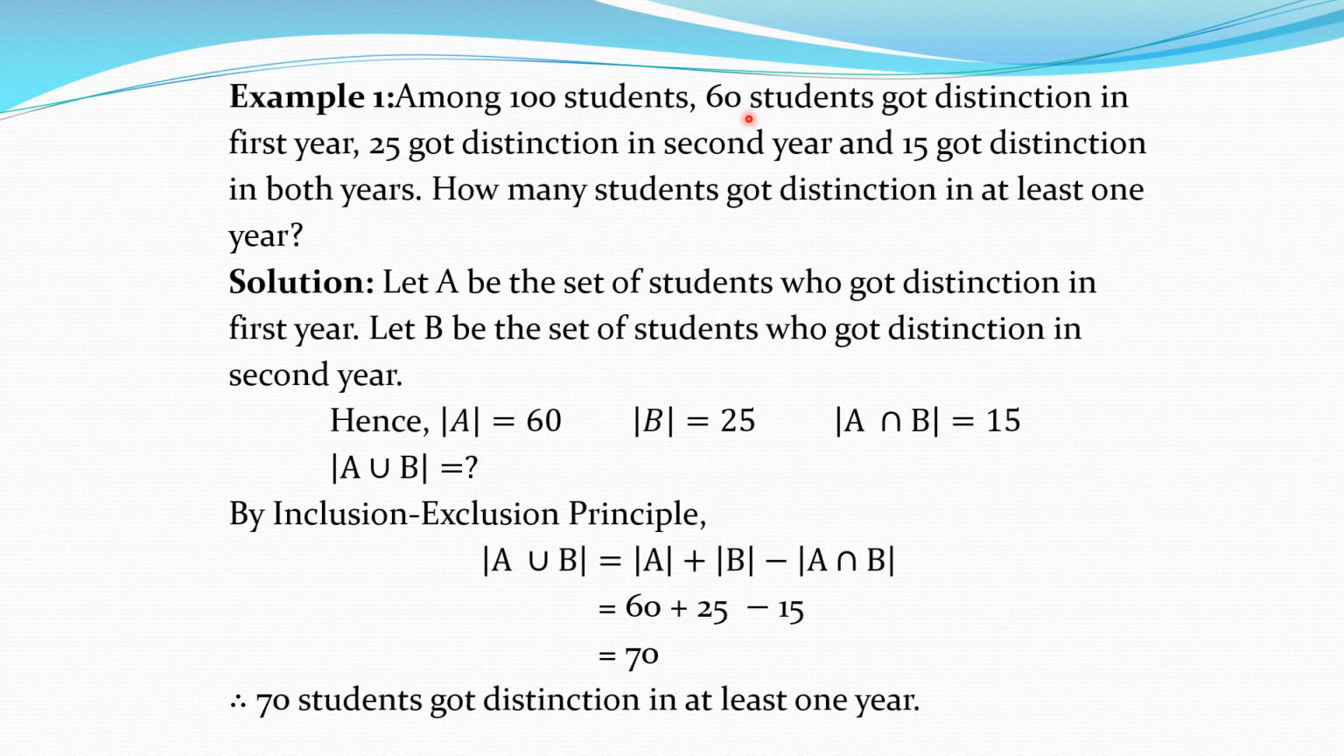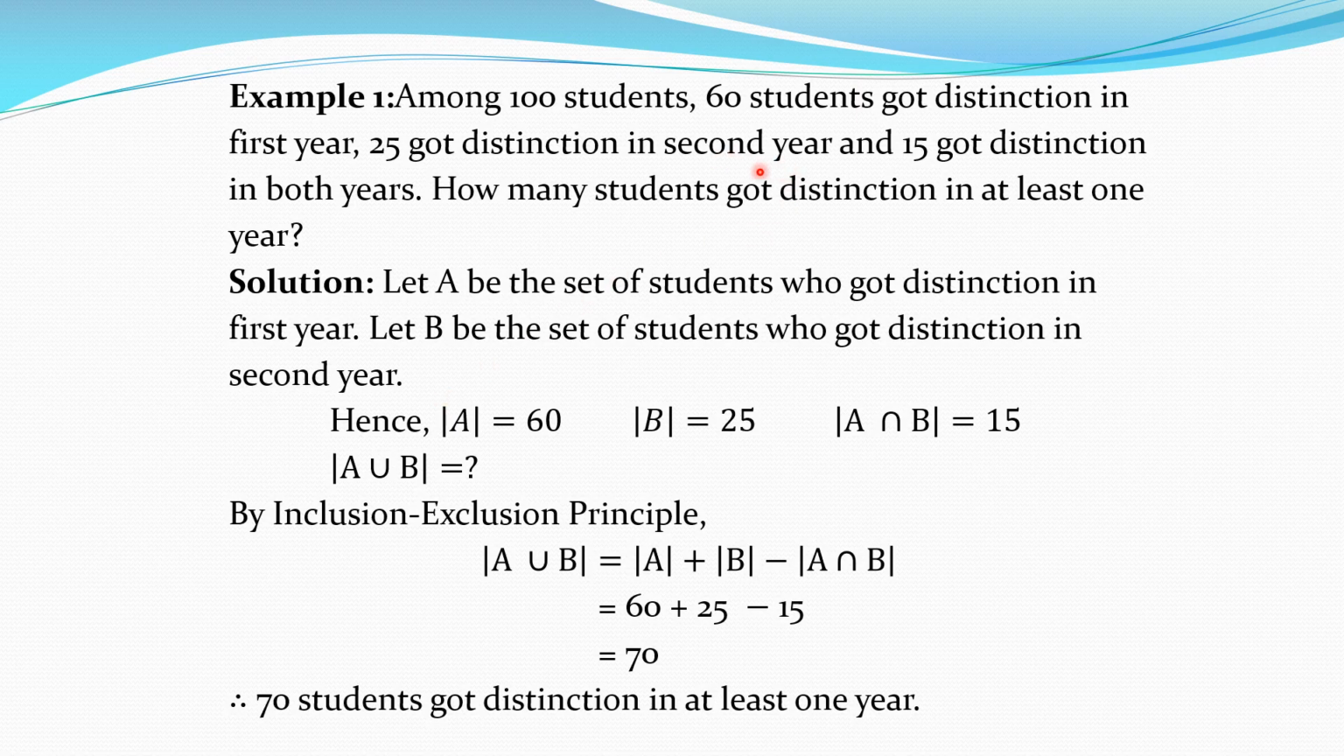Now 60 students got distinction in first year, 25 got distinction in second year and 15 got distinction in both the years. So we consider one set as set of students who got distinction in first year. Suppose that set is A. Let set B represent the set of students who got distinction in second year. Now we have given how many students got distinction in first year, that is 60. So what is given to us? Cardinality of A is 60.